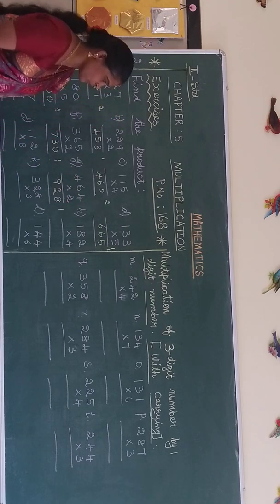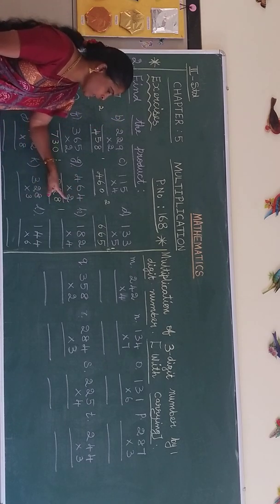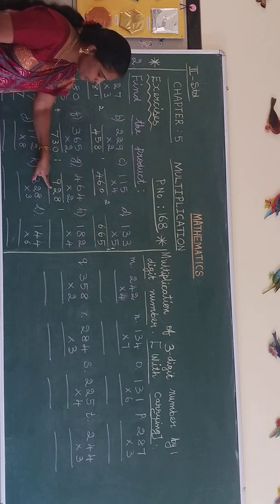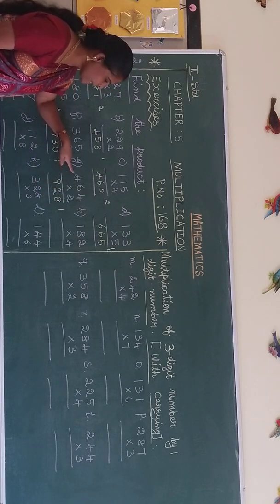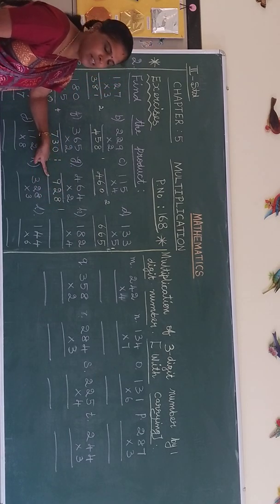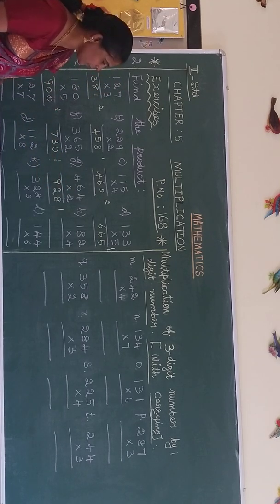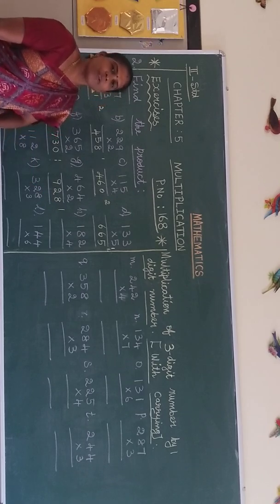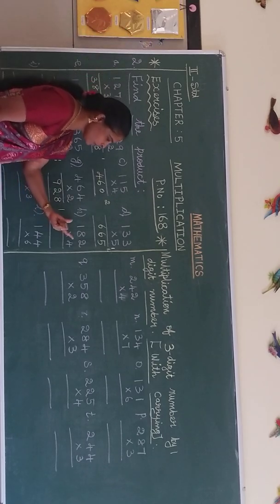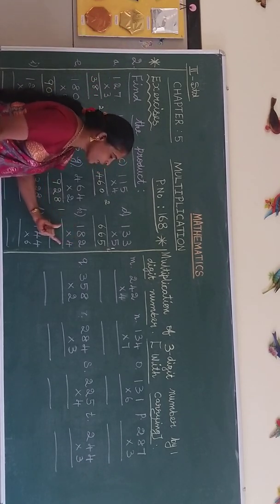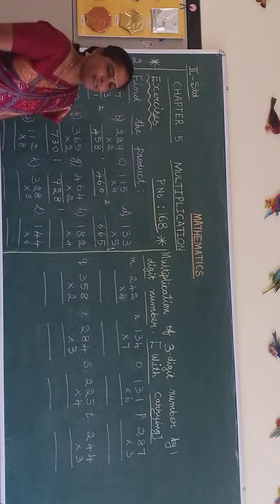464 multiplied by 2. 4 2s are 8. 2 6s are 12, 2 in the ones place, 1 in the side. Again 4 2s are 8. 8 plus 1, 9. So 464 multiplied by 2 is equal to 928.